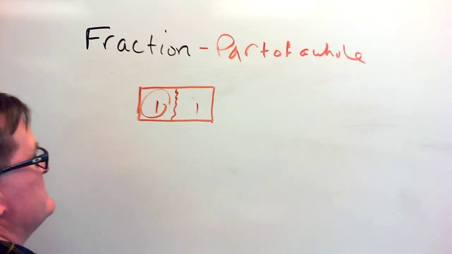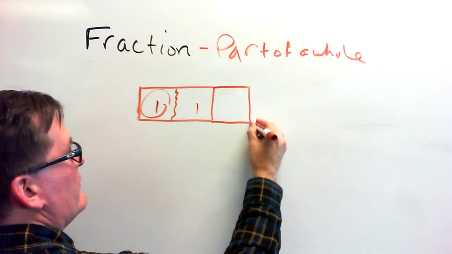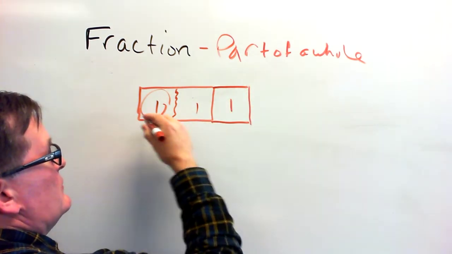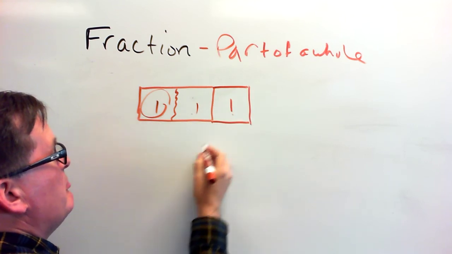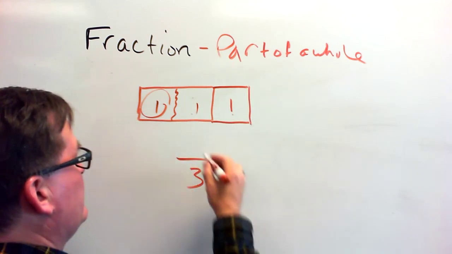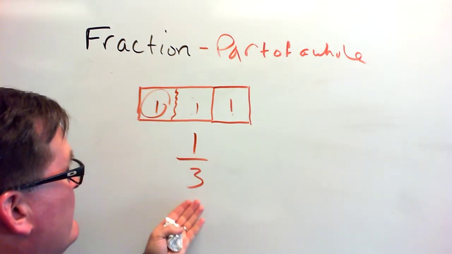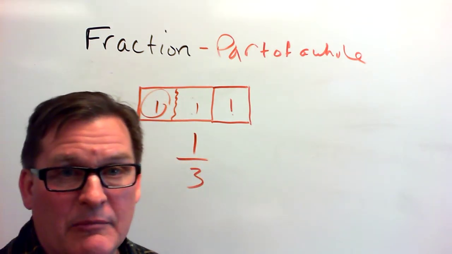Now we can extend this, of course. Maybe our candy bar is a little bit bigger. We have another friend we want to share with. So we now have 3 parts that we're breaking it up into, and we each get 1 of those pieces. So we get 1 out of 3 pieces of that whole candy bar.